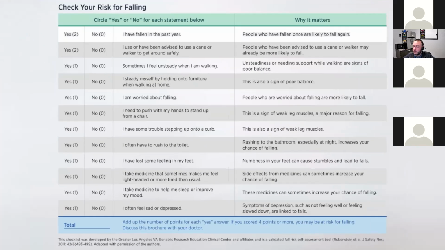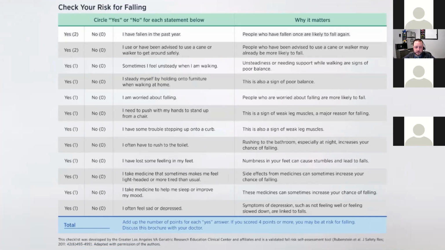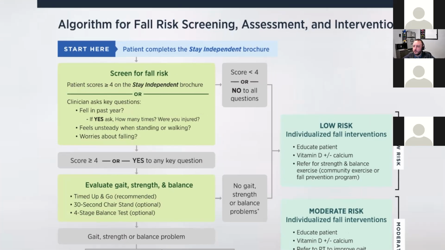The independent living section is where they were talking about the total score of 4. Have you fallen in the past year? If they answer yes, that's 2 points. If they say I'm worried about falling, that's another point. I often feel sad or depressed, that's another point, obviously because depression leads to more falls. So this is where you could start your assessment, get that total score, and then move on to the risk screening tool.